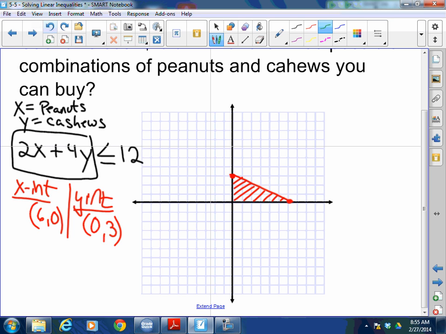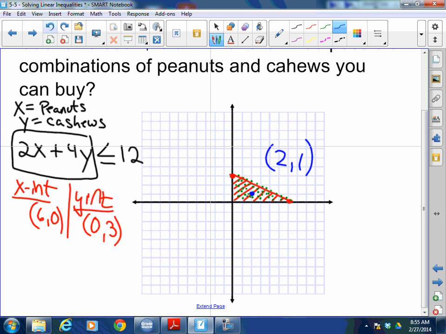Now, guess what, guys? Anything inside of here is a possible solution. Anything inside of here. And along the line, because it's solid. Anything in there is a possible solution. And I mean anything inside of that region is a possible solution. Yes, sir. Well, yeah, if you have 3.2, 5.7, yeah, but any whole values are going to be solutions. For example, let's say this point right here. That's 2, 1.